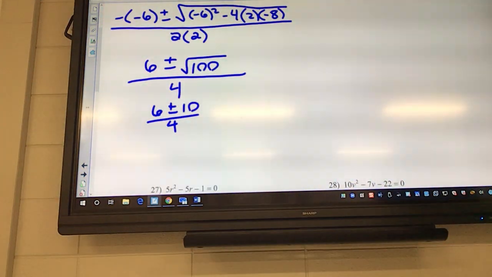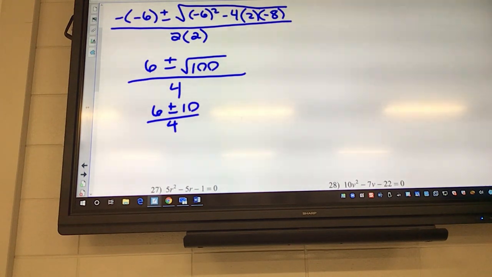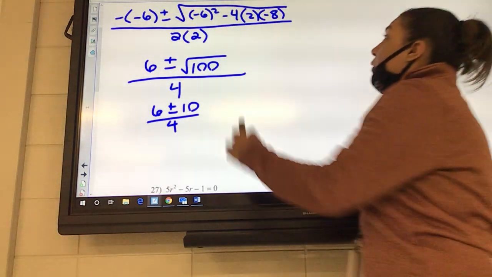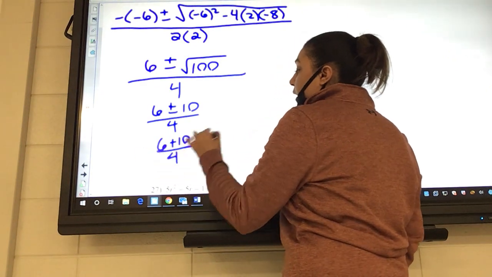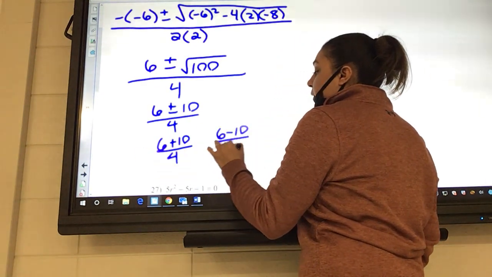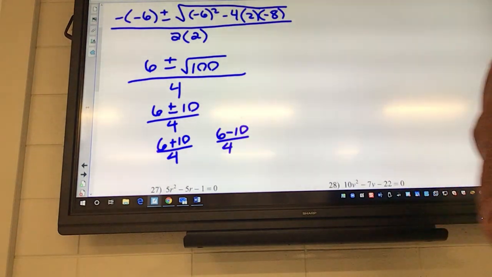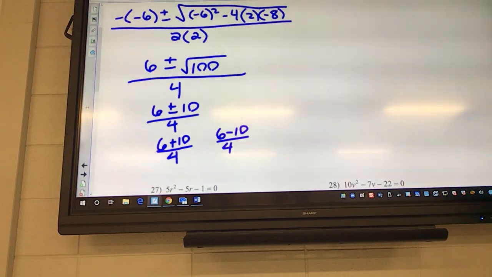So this is one where you could keep going. Okay, and so now what do we do? Simplify. You separate the answer. You've got to separate them. So you should have 6 plus 10 over 4 and 6 minus 10 over 4. Okay, and you can type in that whole fraction on the calculator and see what you get.